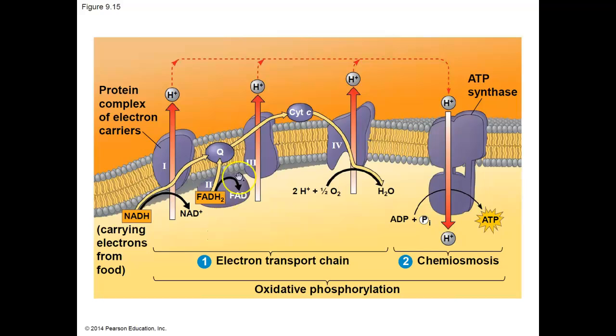The remaining hydrogen ions create a proton motive force, or a gradient, of hydrogen ions. During chemiosmosis, these hydrogen ions flow through ATP synthase into the matrix. As this happens, ATP synthase harnesses this energy, this proton motive force, to drive the oxidative phosphorylation of ATP.